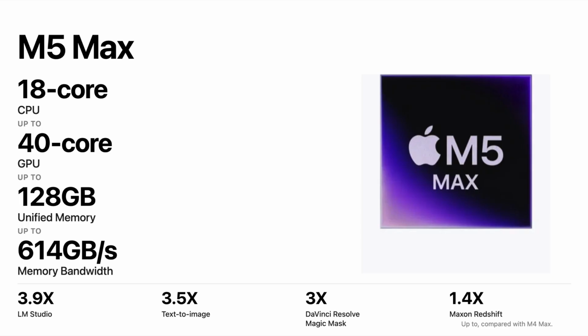Compared with M4 Max, Apple says M5 Max can deliver up to 3.9 times faster LLM prompt processing inside LM Studio, up to 3.5 times faster text-to-image generation, up to 3 times faster Magic Mask performance inside DaVinci Resolve Studio, and up to 1.4 times faster scene rendering inside 3ds Max and Redshift. So M5 Max isn't simply about conventional CPU and GPU performance. AI compute is becoming a massive part of this generation.